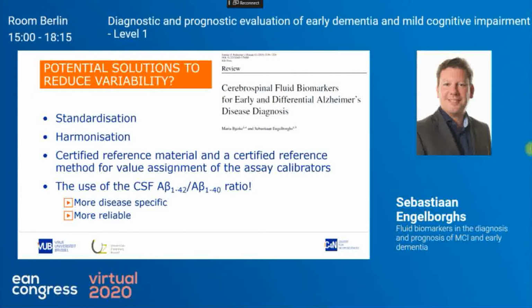Another helpful measure is the use of the CSF A-beta 142 over A-beta 140 ratio. A-beta 140 reflects the total pool of A-beta, and this ratio is more disease-specific for Alzheimer's disease, and is also more reliable than when A-beta 142 is used alone.